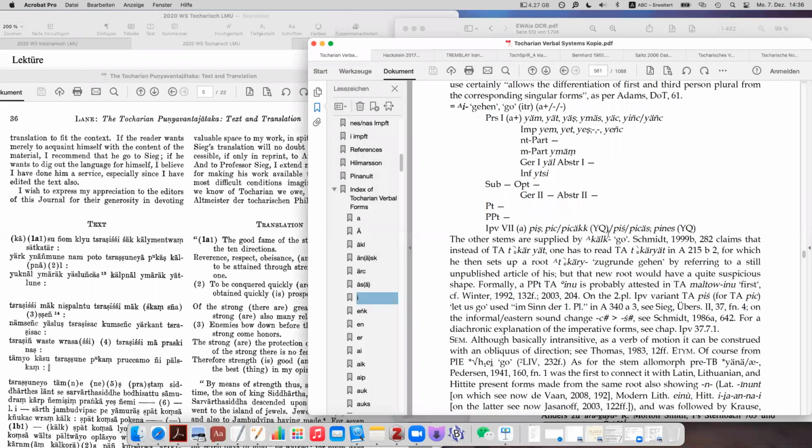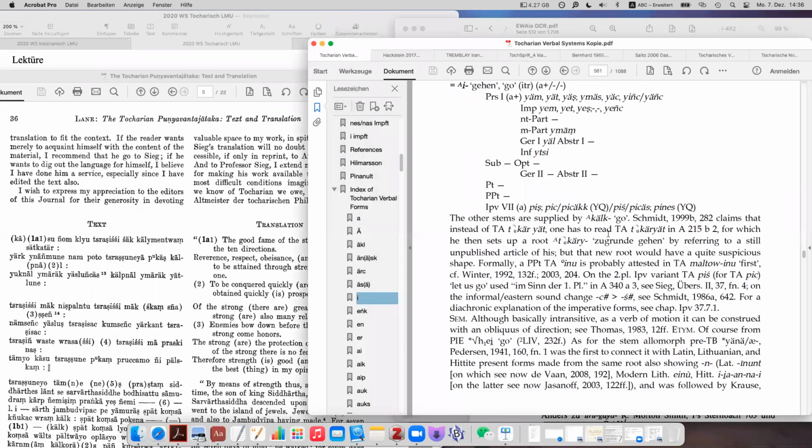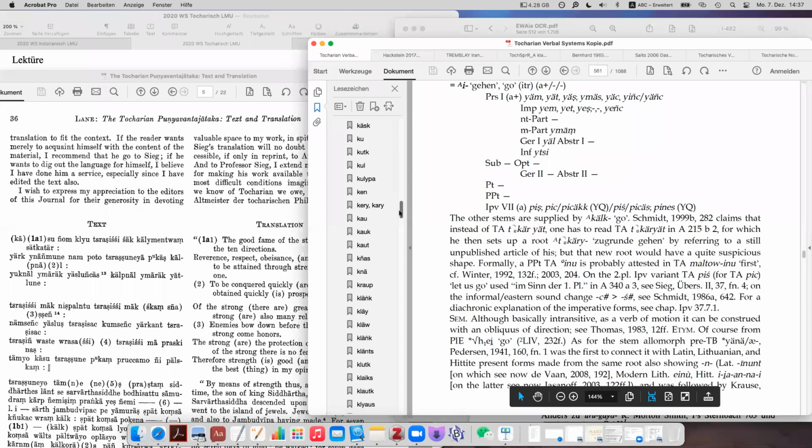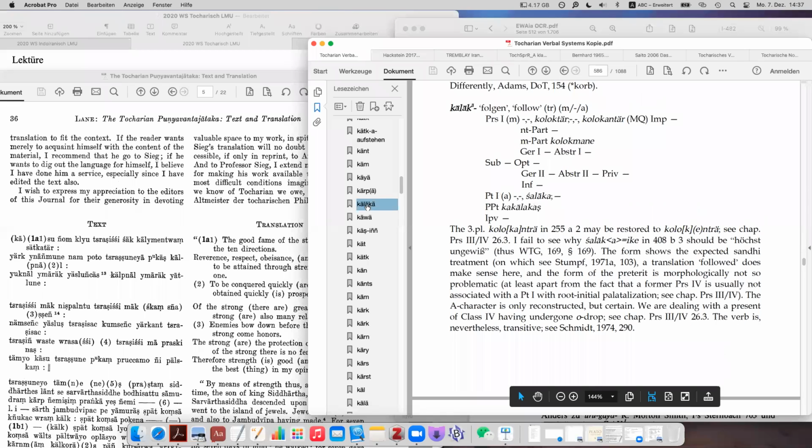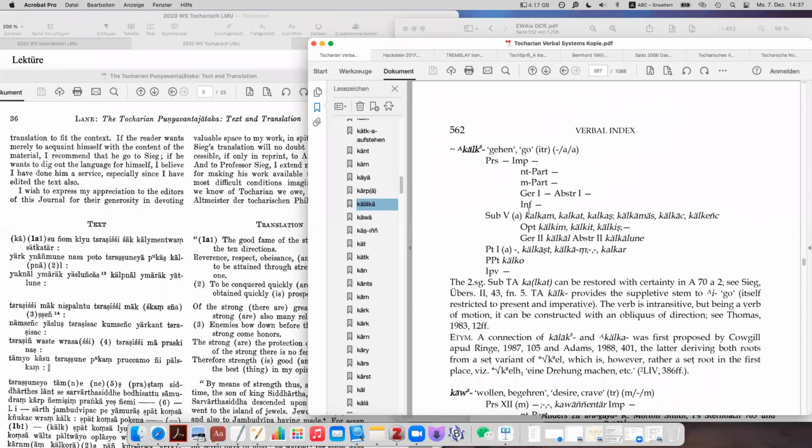Yes, and the same thing occurs in Tocharian. For the present, you use the same root, I, like in Sanskrit, right? But for the subjunctive and other forms, you use kirk, right? So I think we can check the word kirk. You find it here.